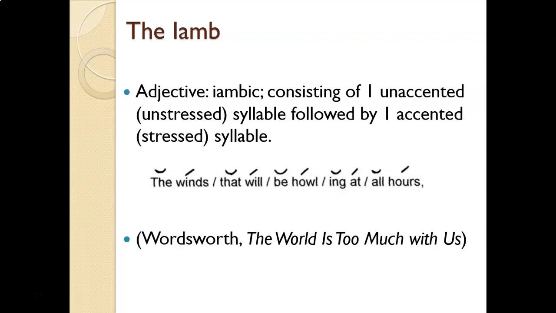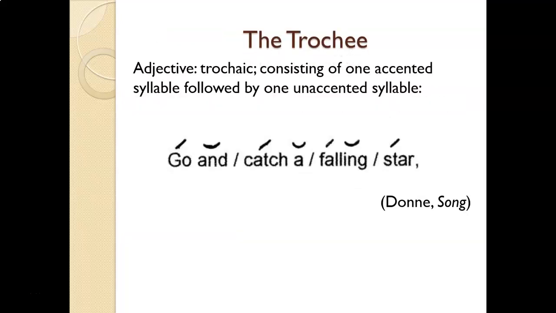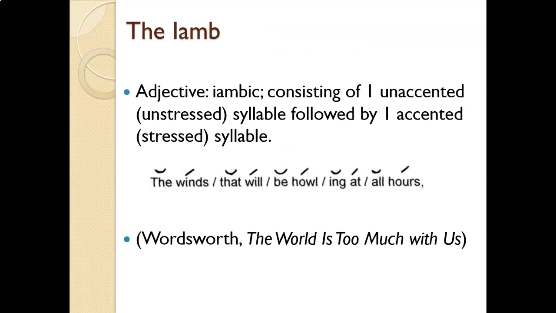Then the next one is basically the trochee. Trochee is another terminology. If you have read the previous one, you would see that this was an iamb or iambic meter, where you had one unaccented or unstressed syllable followed by an accented one.